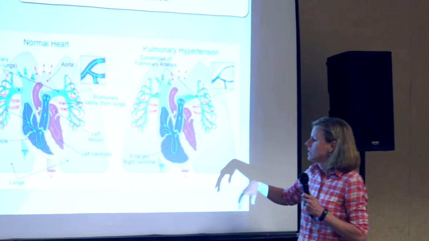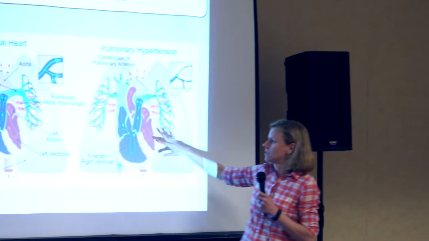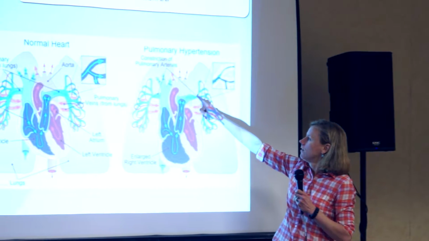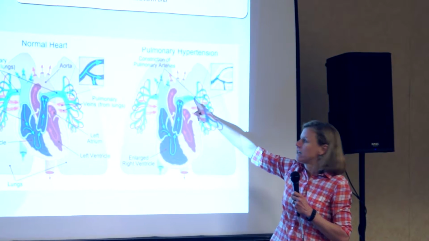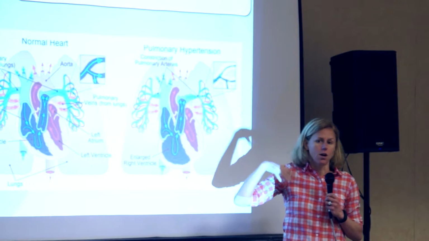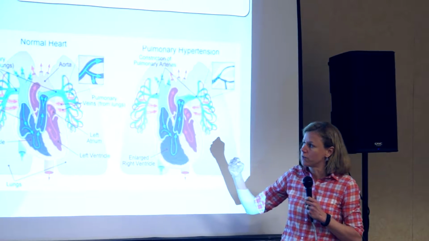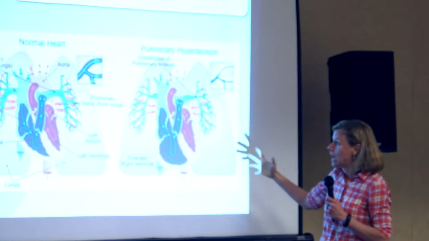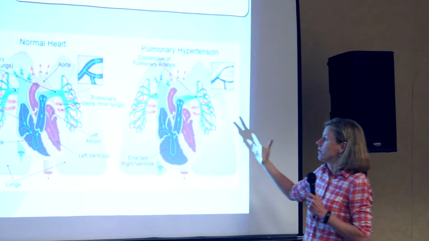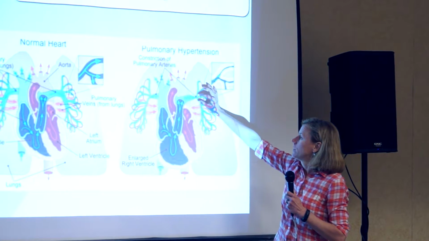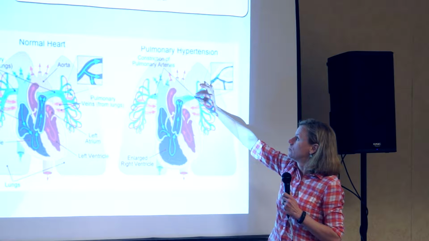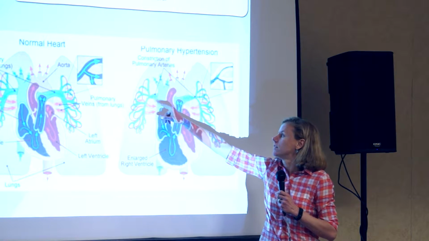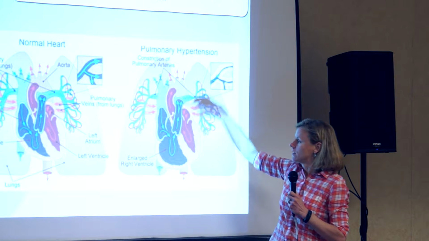So what happens in pulmonary hypertension? What happens is that these vessels, the blue vessels in your lungs, for whatever reason, are narrowed or constricted or blocked. There's a whole bunch of different things that can cause it, but for some reason there's a constriction in these blue arteries, in the pulmonary arteries, and that raises the pressure.